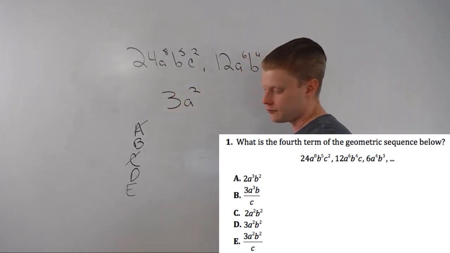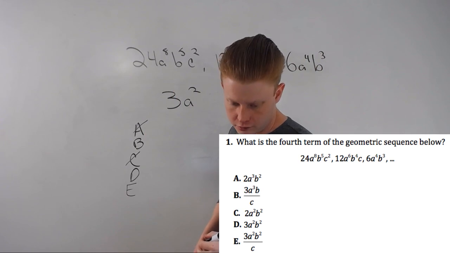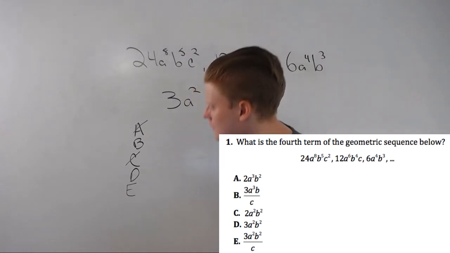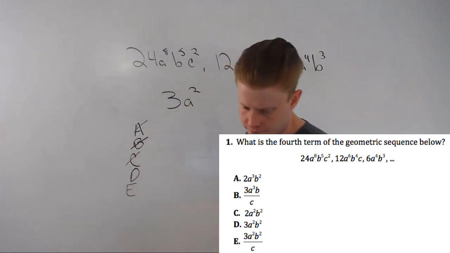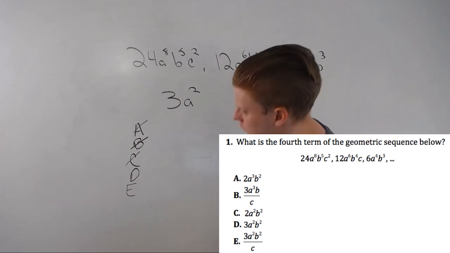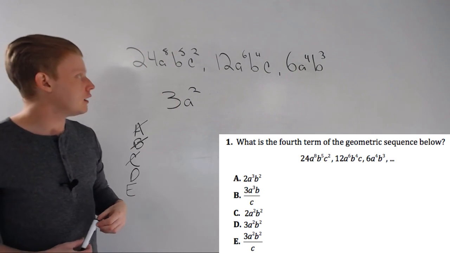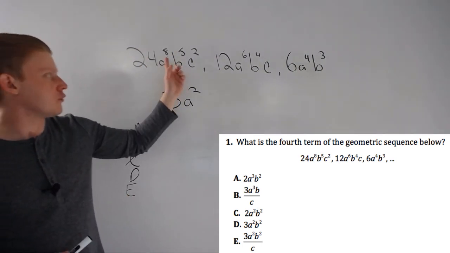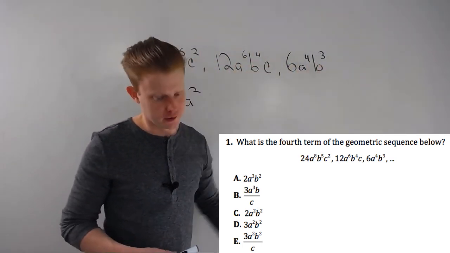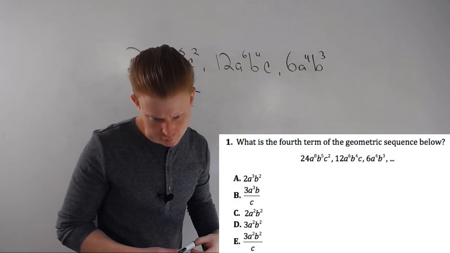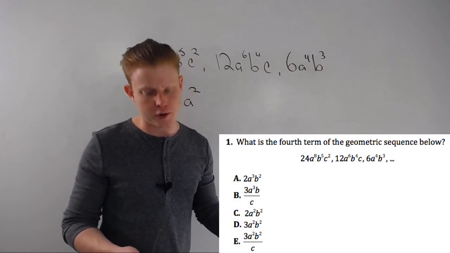Let's see what I can get rid of. A and C are already gone. B is gone. D and E are still there. All right, I'm already down to a 50-50. Not bad. All right, let's look at b. I go from 5 to 4 to 3. So b needs to be squared. I'm left with D and E. D and E both have b squared.